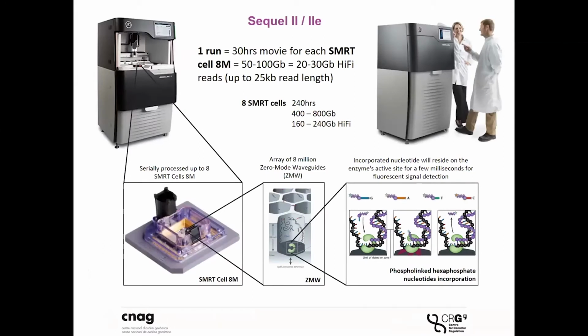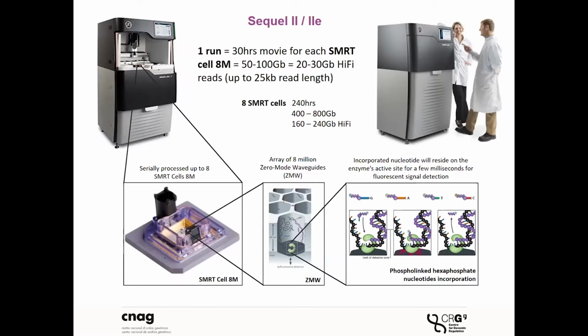PacBio has in the field just one sequencer, in the iteration of Sequel II or Sequel IIe. Both of them are able to produce HiFi reads, serially processing up to 8 SMRT cells. The HiFi reads have one, or actually two, limiting factors. Firstly, the length, because the single-stranded circular DNA is not easy for the polymerase to hold on to. The read length is usually limited to 15 to 20 kilobases. The second limiting factor is the yield.